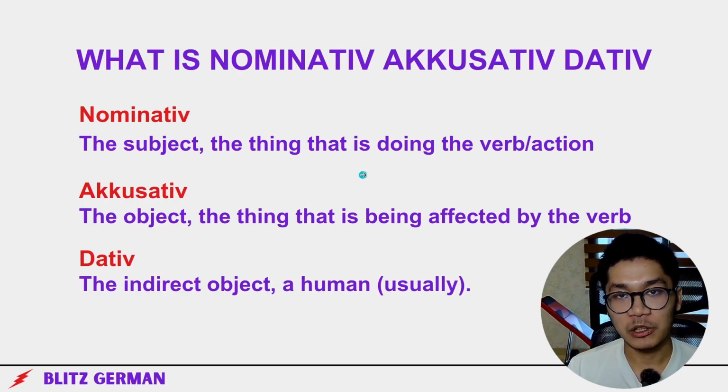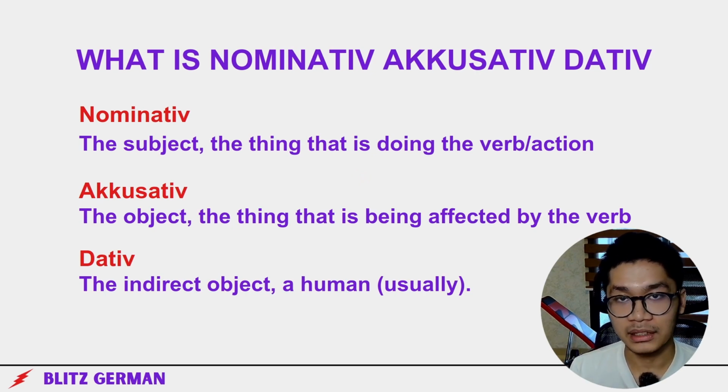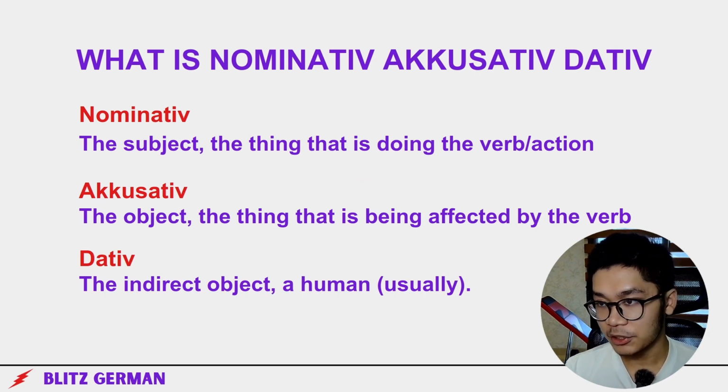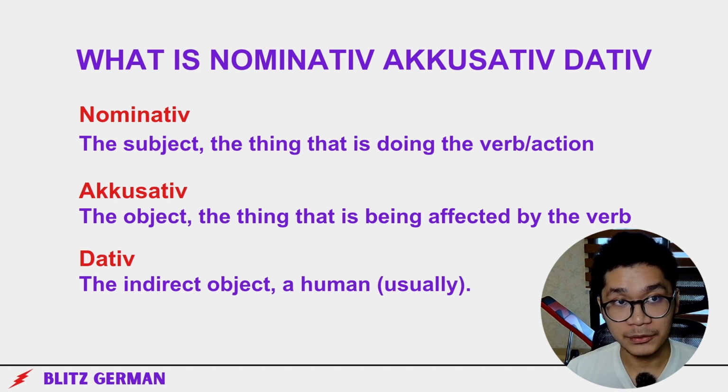What is nominative, accusative, dative? Nominative, the subject, so the doer in a sentence. Let's say, "Ich bringe dir Deutsch bei." "Ich bringe dir Deutsch bei" means I am teaching you German. Ich, the doer, so I'm nominative. Who is teaching German? I am. So the doer in a sentence is nominative.